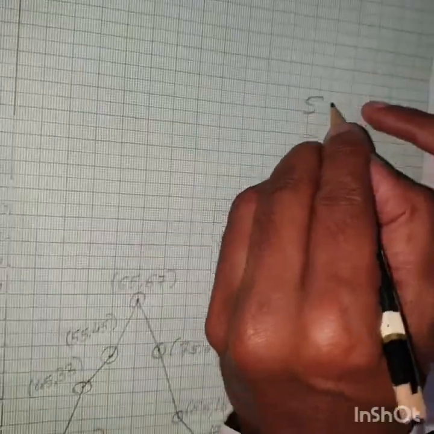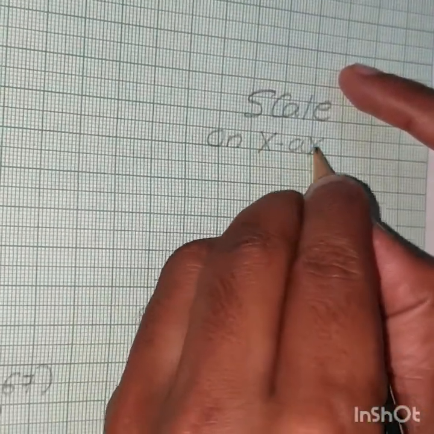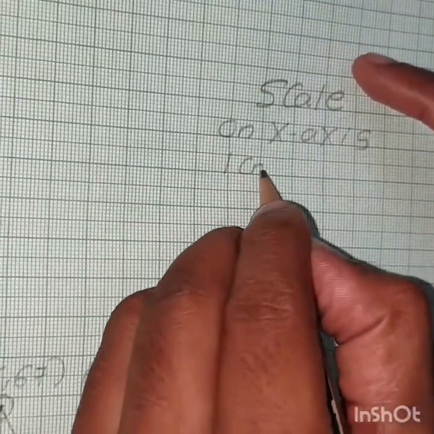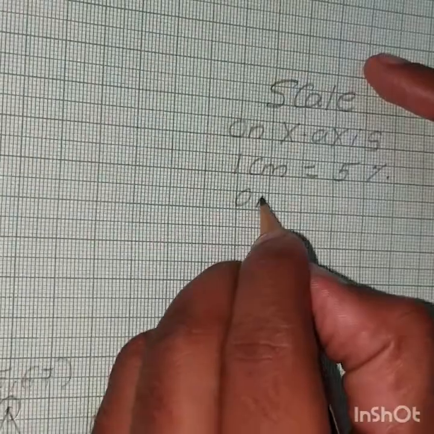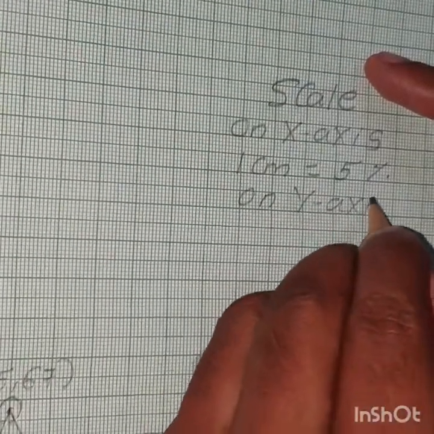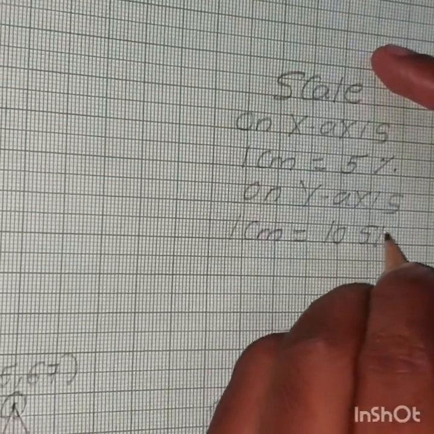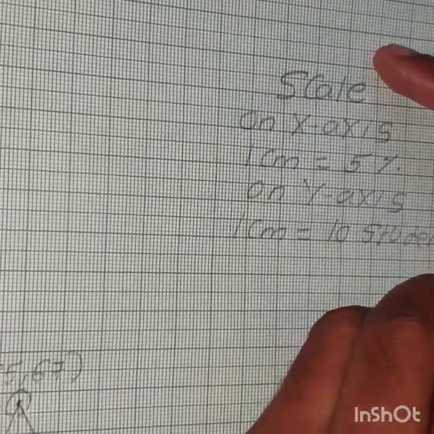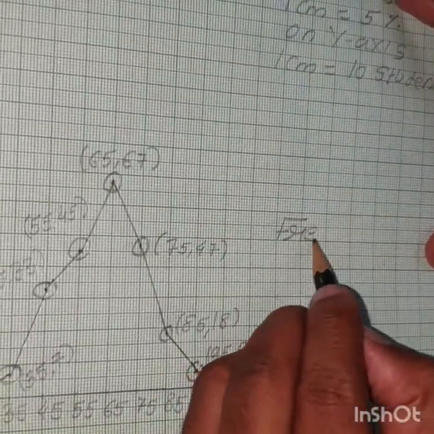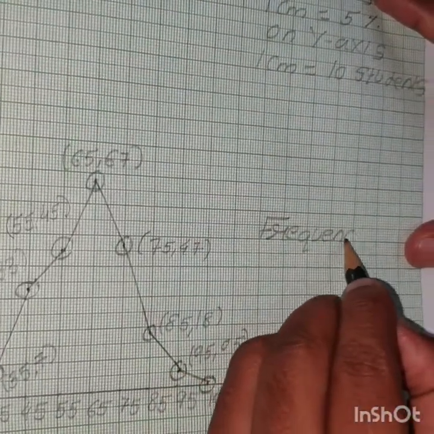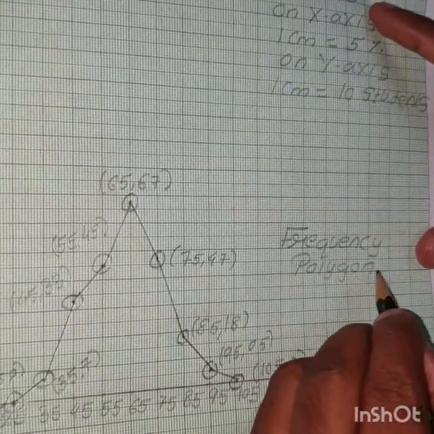Let's write the scale. On the x-axis 1 centimeter is equal to 5%. On the y-axis 1 centimeter is equal to 10 students. Frequency polygon.